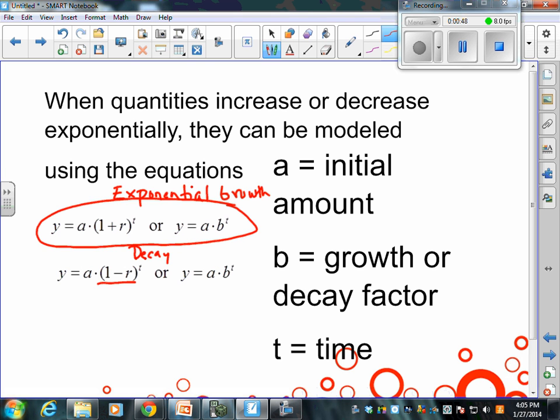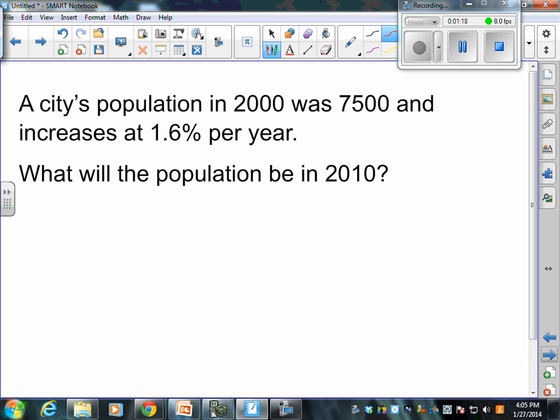The A is the initial amount or the initial quantity that you're going to start with. Your B, or your 1 plus r, is your growth or decay factor. If you have it in the form of 1 plus r, then we call r your rate of increase. And then t is your time, depending on what quantities you're going to be working with. Time could be years, days, hours. So those could vary as far as the units. So let's look at a problem.